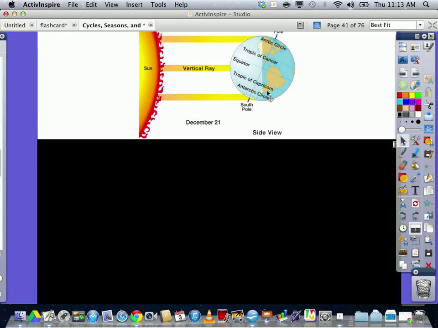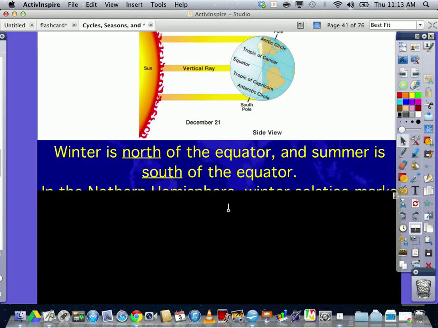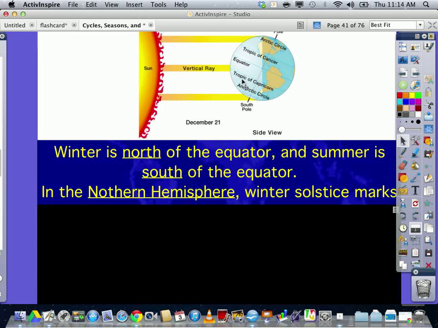Now let's take a look again, but let's pay close attention to our daylight and our nighttime. What's going on at the poles? So here, let's look at the North Pole. It's in darkness, so it's nighttime. Let's take a look at the South Pole. The South Pole is in daylight. So, like we already said, winter is north of the equator in the northern hemisphere. Summer is south of the equator.